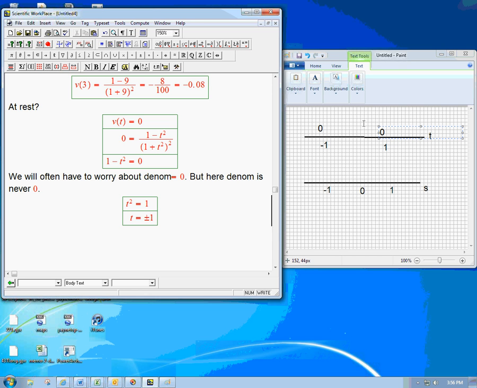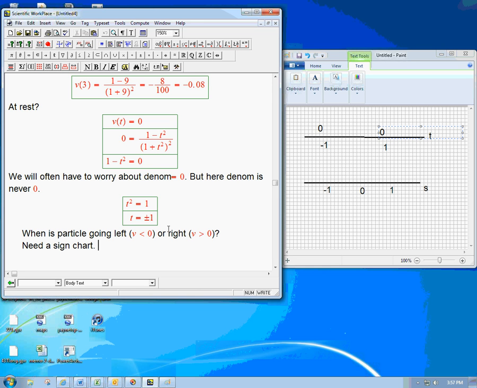Is it plus or minus? Over here is a plus or minus. Over here is a plus or minus. Because what we want to know is when is the particle going left? That's v less than 0. Or right? That's v greater than 0. Okay, so we need a sign chart.